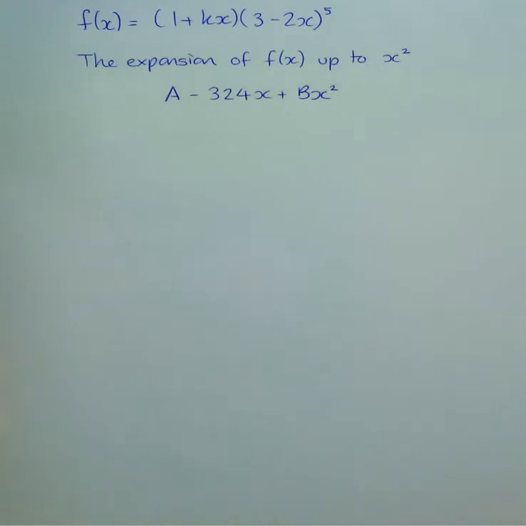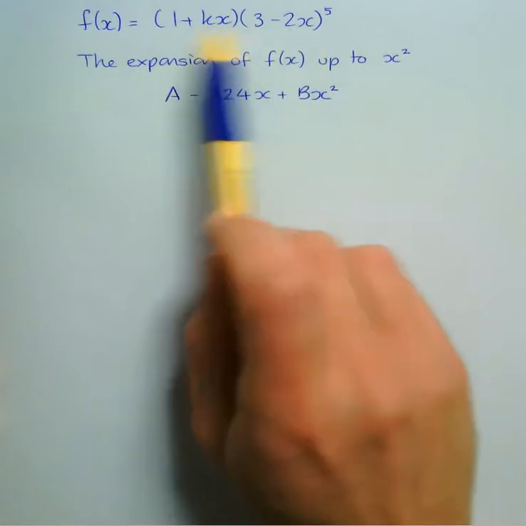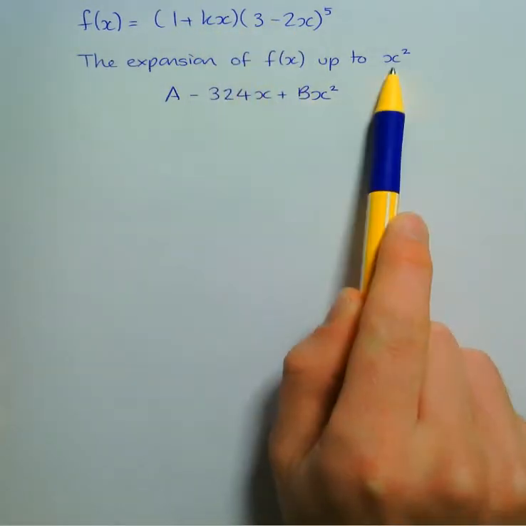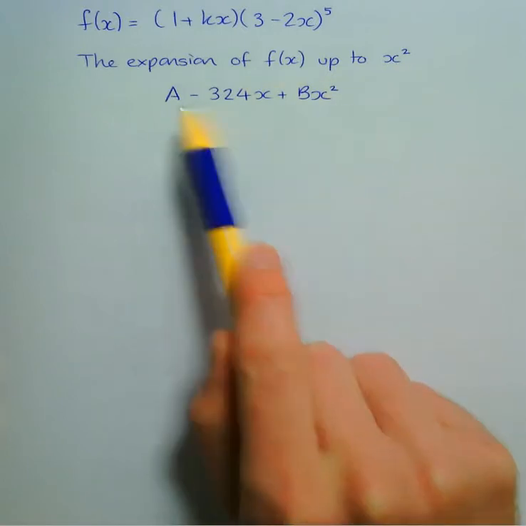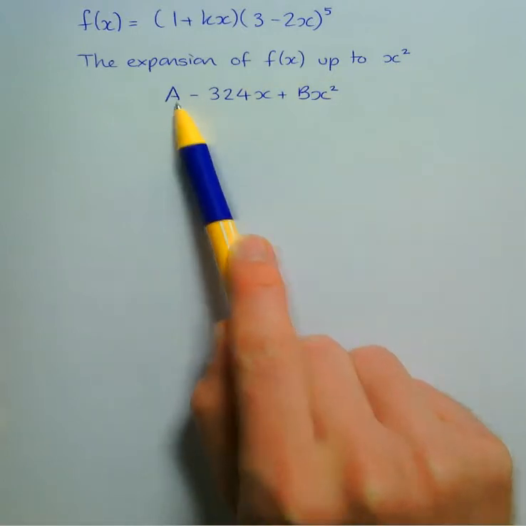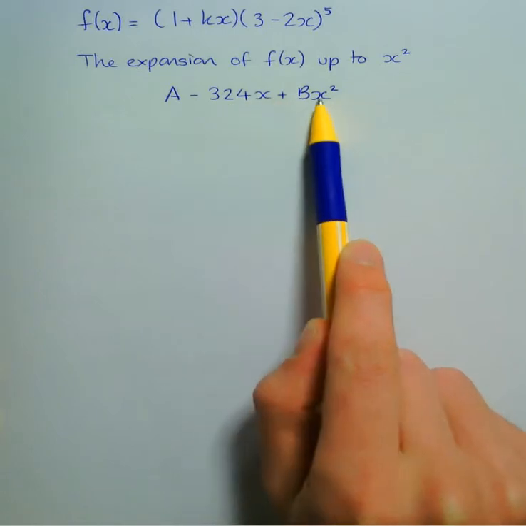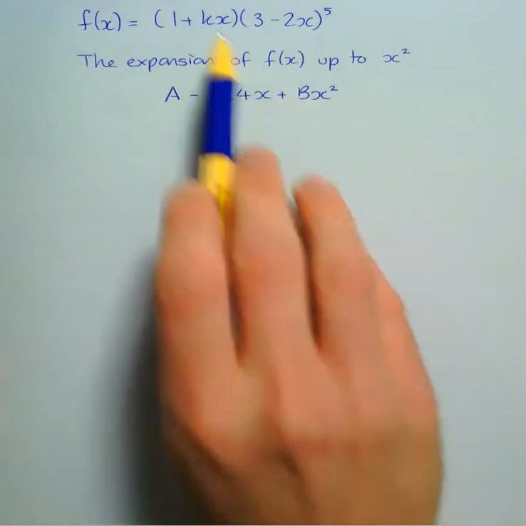Hi there guys, in this video we've got this pretty ugly looking function of x, and we're told that when we expand it up to, I should write up to and including x squared there, we get this. So we've got our first term, no x's, our second term, coefficient of x, and then our third term is x squared. And basically we've got to find out everything that's unknown in the question.